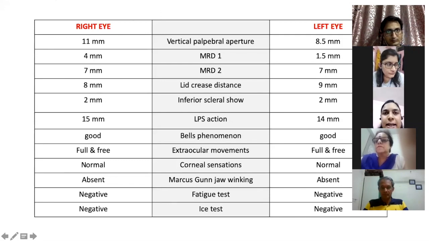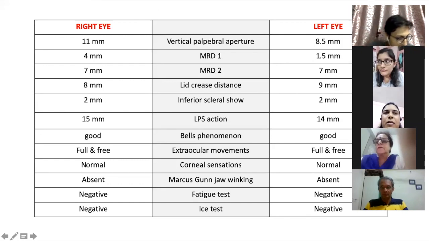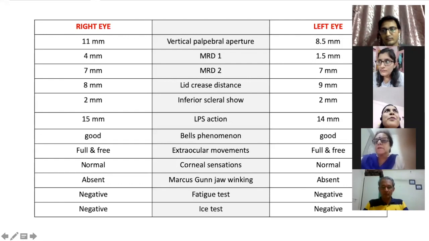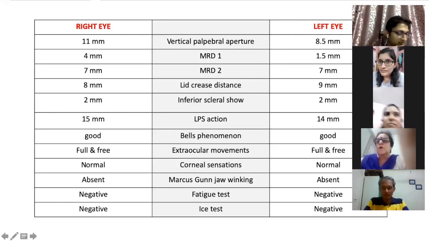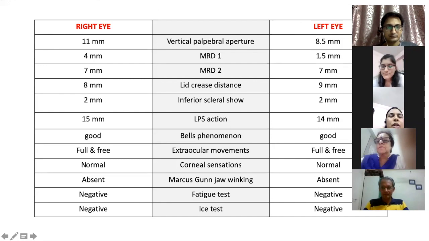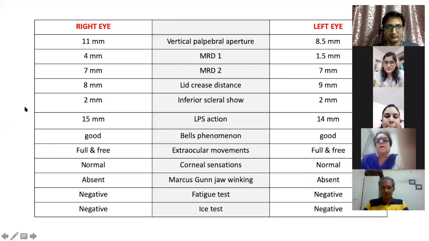In mild cases, we can miss it. We have 2 more minutes to finish the first case. Okay, okay. Ma'am, in moderate to severe cases of Marcus Gunn, we will have to disinsert the LPS and do a frontalis sling surgery. Okay.